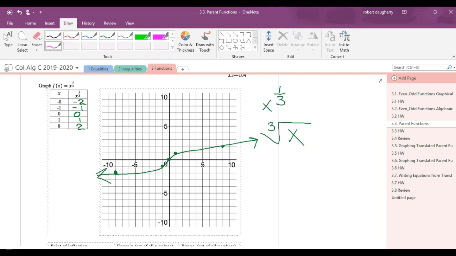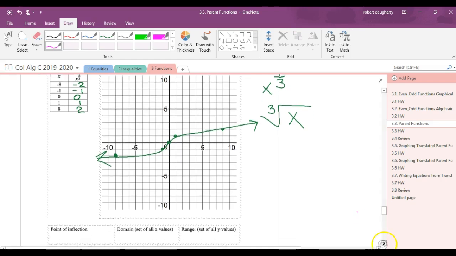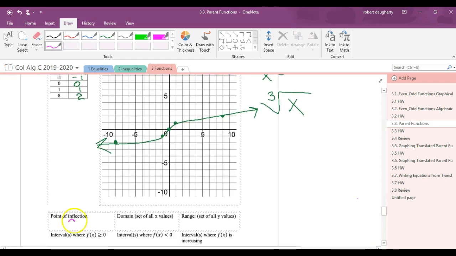So this one has an inflection point. Where's the inflection point? 0, 0. The inflection point is simply where it looks like it's caving this way, and then it starts to cave the other way. So its curvature changes, okay? And then what is the domain of this function? Yeah, negative infinity to infinity.